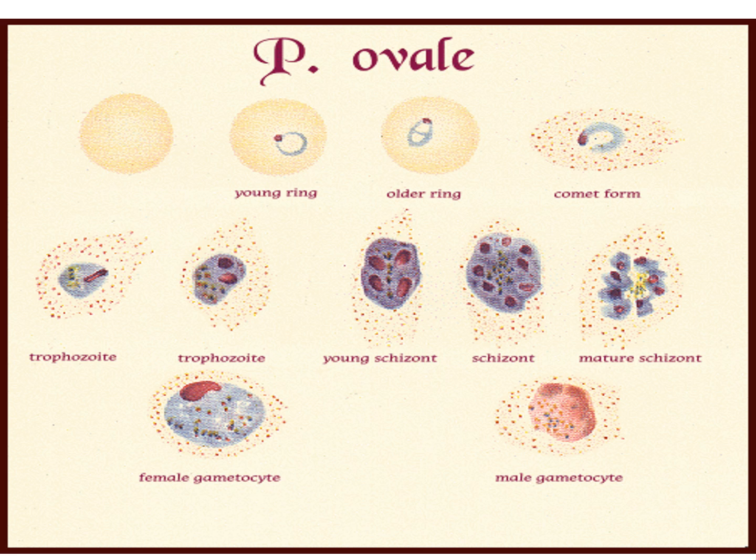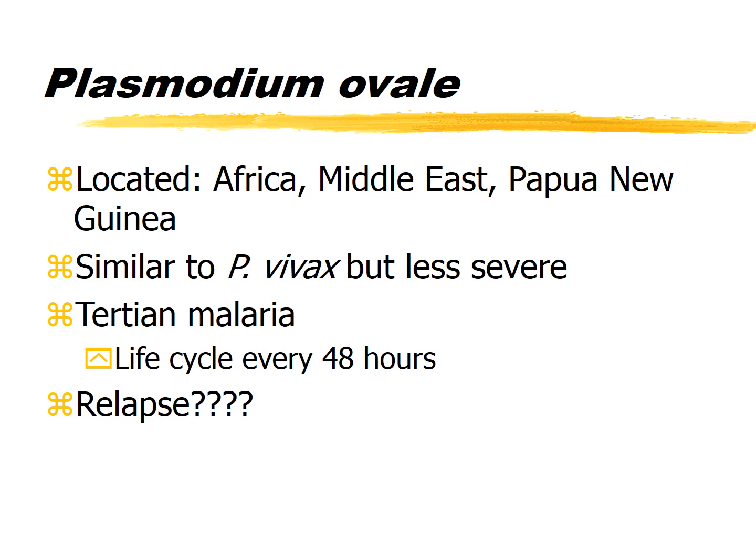Once again, it's only in the reticulocytes, so those are the large immature red cells. So it's only invading about 5% of the red cell population. It's located in Africa, the Middle East, and Papua New Guinea. It's similar to vivax but less severe. It's a tertian malaria, meaning that it life cycles every 48 hours, and then on the 72-hour mark it invades a new set of red blood cells. And they're not sure about the dormant phase in this one.